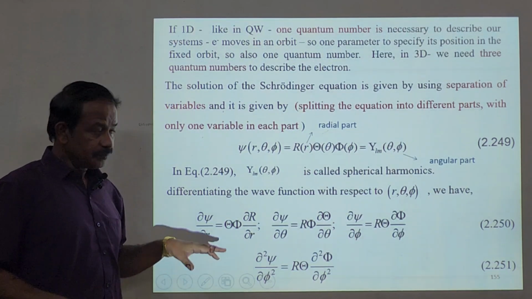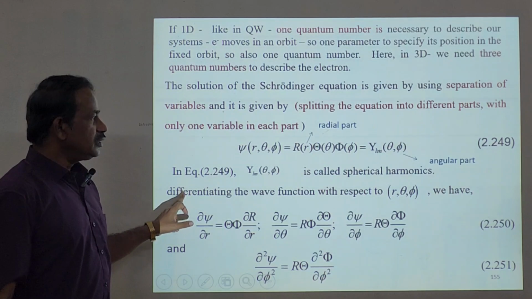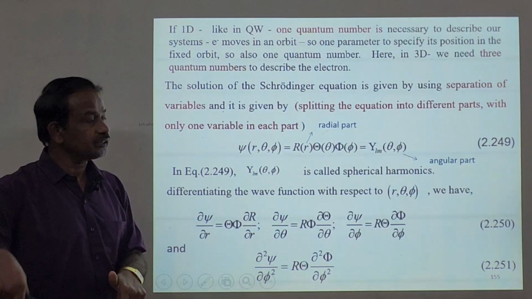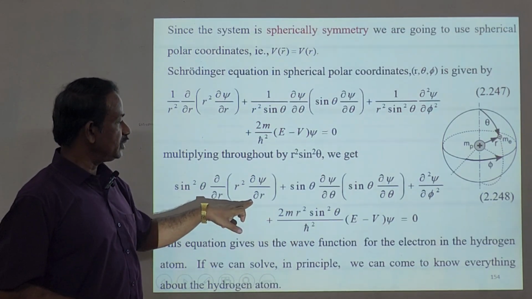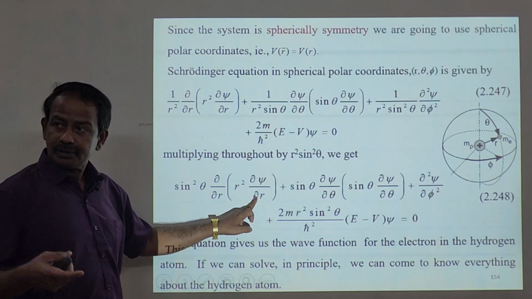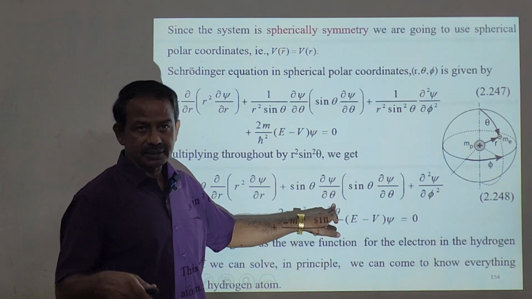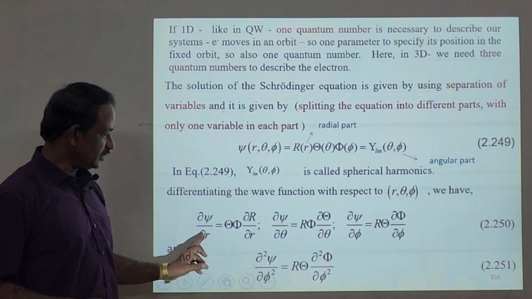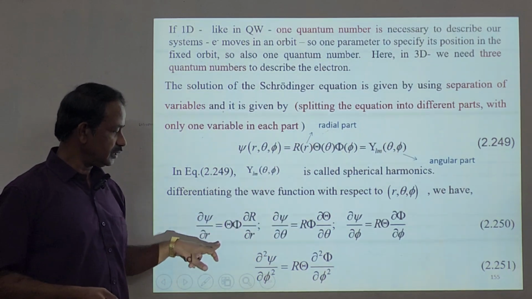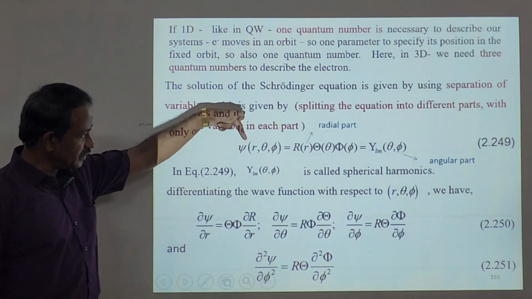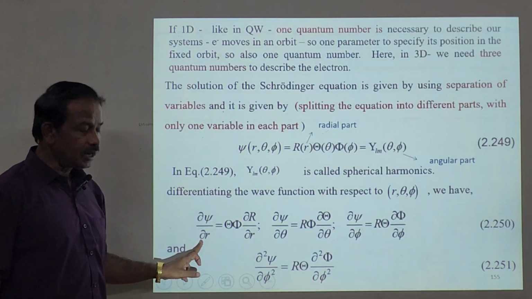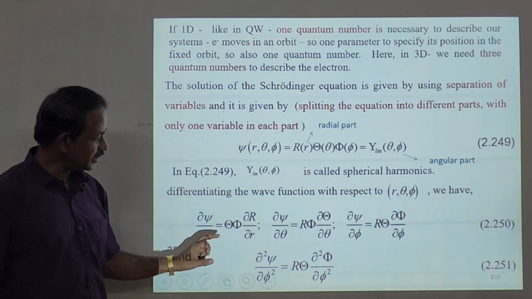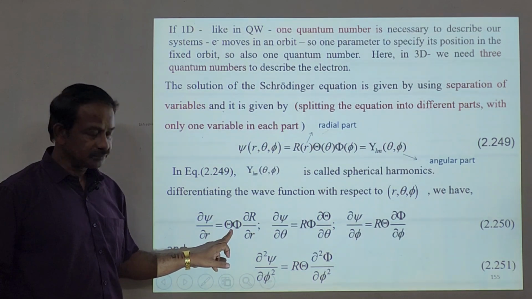Now you just differentiate. We are going to differentiate this wave function with respect to r, theta and phi, because in the earlier equation we have d psi by dr, d psi by d theta, and we can differentiate twice to get d squared psi by d phi squared. That is why we differentiate the wave function in terms of r, theta, phi. Differentiating with respect to r, theta and phi are constants, so pull them out. We have dR by dr.